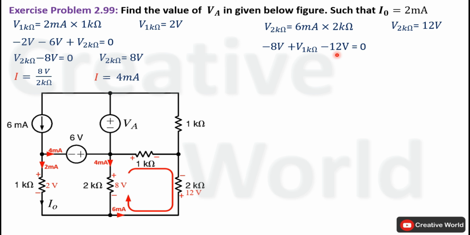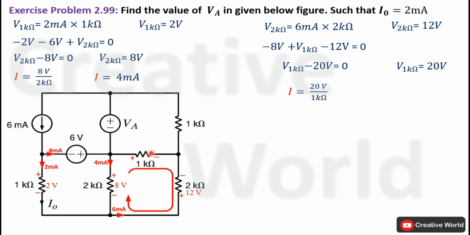Now add 12 volt and 8 volt together, their sum will be equal to 20 volt, and place this minus 20 volt on the other hand side of equal to calculate value of voltage across this 1 kilo ohm resistance, that will be equal to 20 volt. After calculating voltage across this 1 kilo ohm resistance, we can calculate current through this resistance, that will be equal to voltage across it, that is 20 volt divided by the value of resistance 1 kilo ohm.